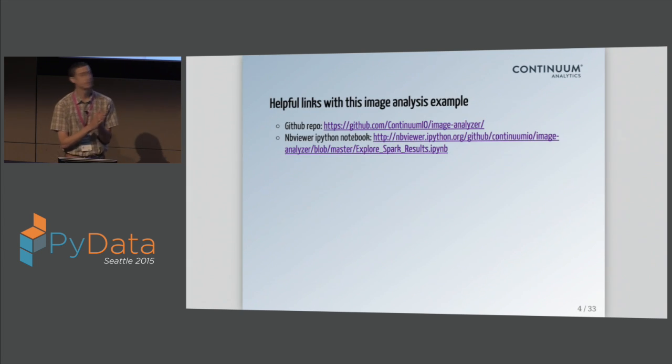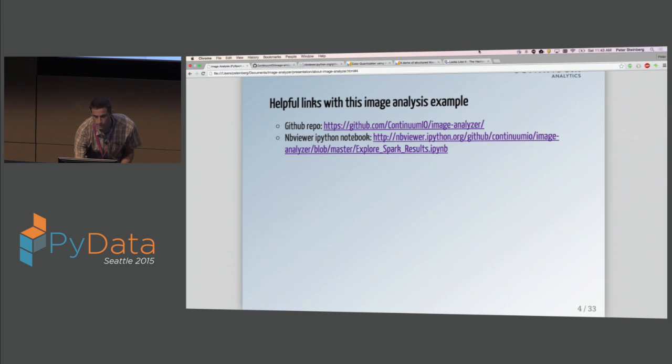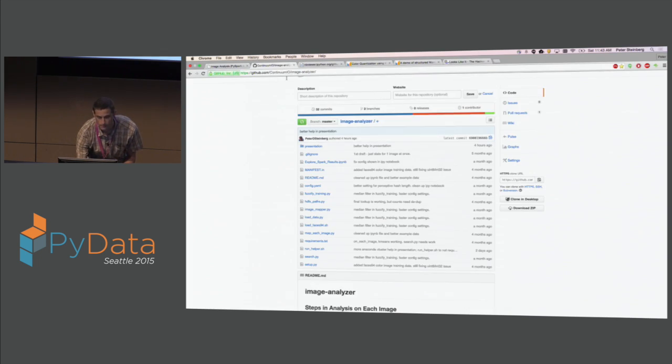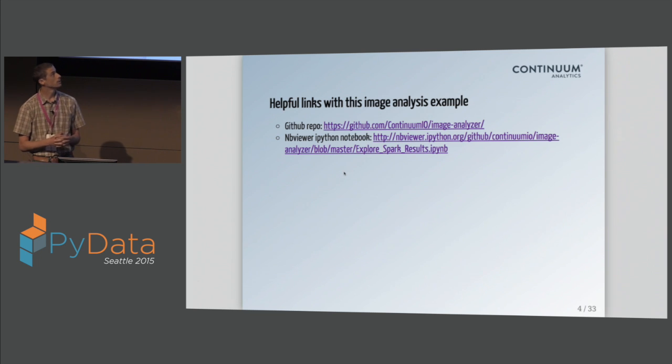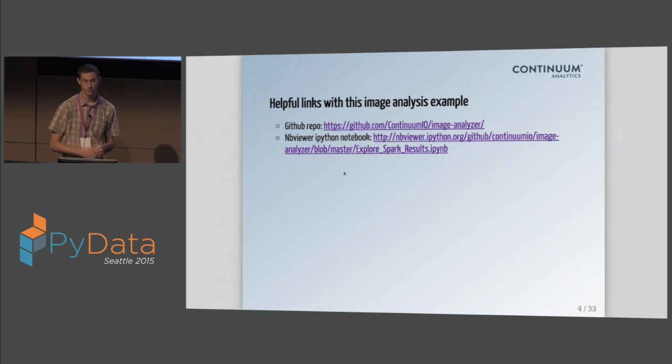So here are some helpful links for this demonstration. There's the GitHub repository that's public, and I can walk over to that. That's right here at continuum.io/image analyzer, and that has the PySpark and scikit-learn Python files. It has a run helper file for submitting the codes to the cluster, and it has an iPython notebook and this presentation. And you can also view the iPython notebook on nbviewer as a read-only version.